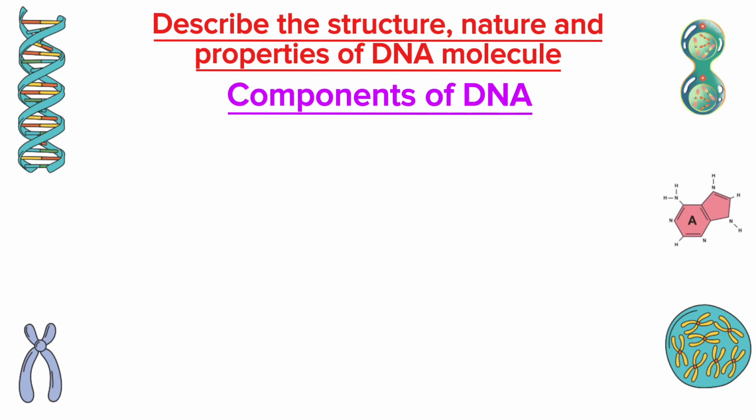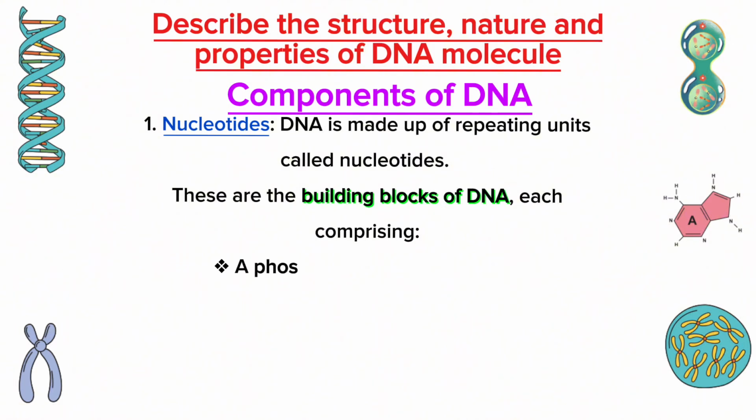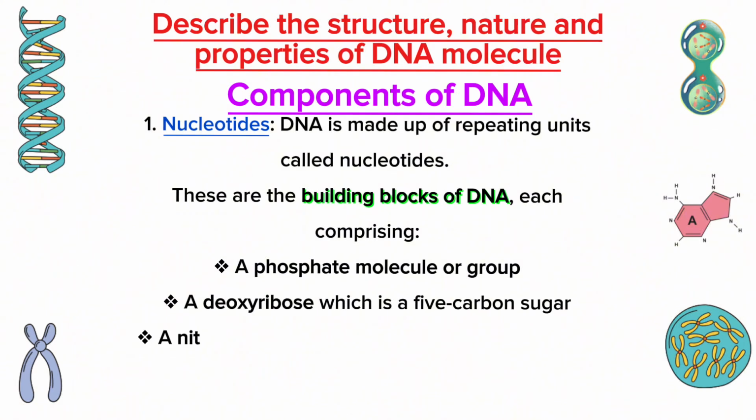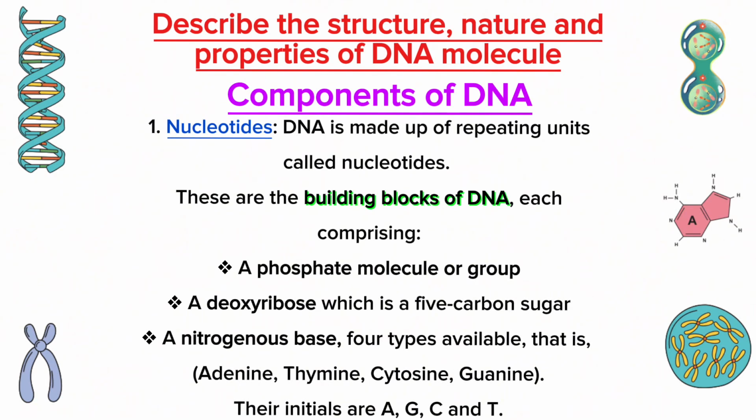We move to components of DNA. We have the first one, which is nucleotides. DNA is made up of repeating units called nucleotides. These are the building blocks of DNA, each comprising a phosphate molecule or group, a deoxyribose, which is a 5-carbon sugar, a nitrogenous base, 4 types available, that is adenine, thymine, cytosine, and guanine. The initials are A, G, C, and T.